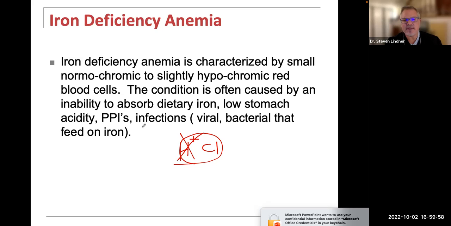Iron deficiency anemia is also seen with people with infections, whether they're viral or bacterial, because the pathogens are going to feed on iron, just like COVID did. And that's why people that had it were just so exhausted and tired and fatigued because of very, very low iron. Really important. I always check my patients for their serum iron, their ferritin, and vitamin D status for sure.